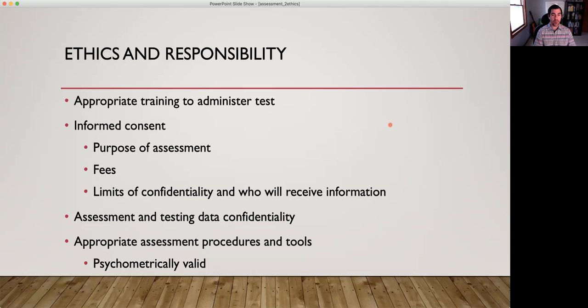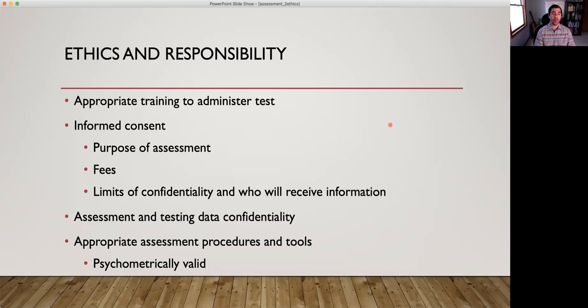When we're doing assessment with clients or patients, we need to make sure that we have informed consent. What that means is that we need to make sure that the client or the patient really fully understands the purpose of the assessment. What types of instruments are we going to be administering? What are we using that information for? Again, that usually relates to the referral question.